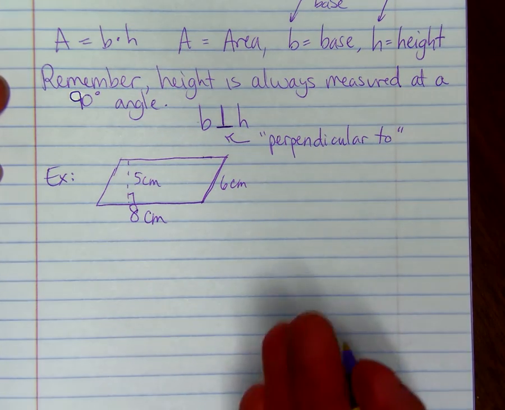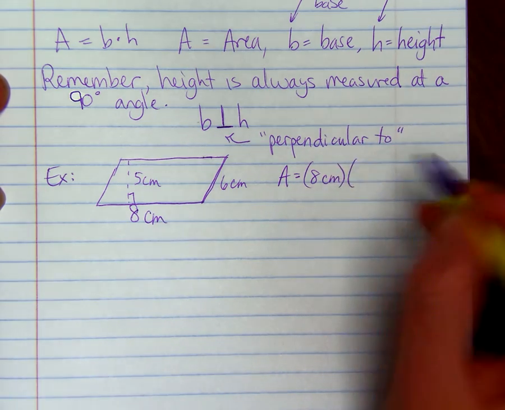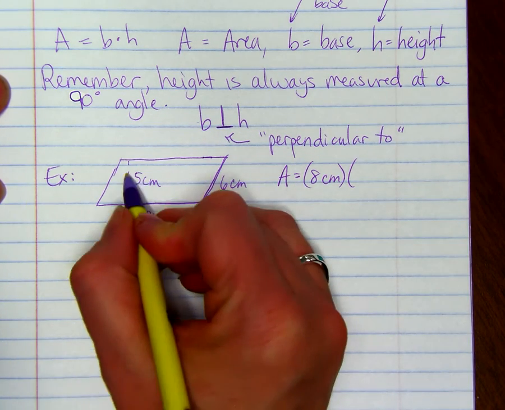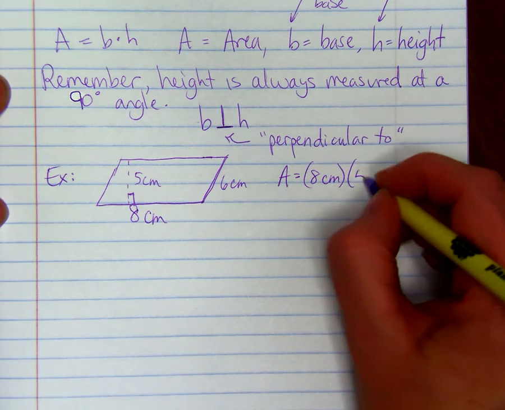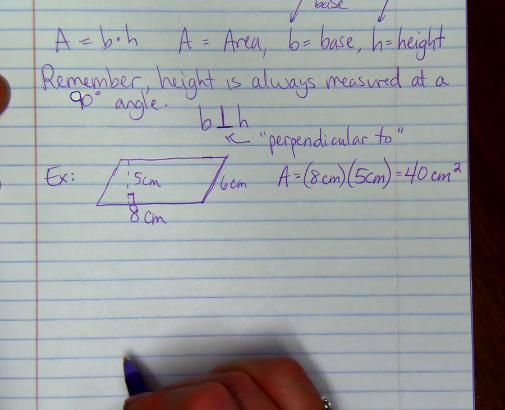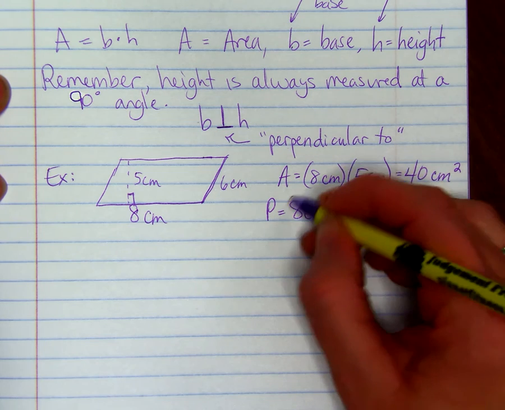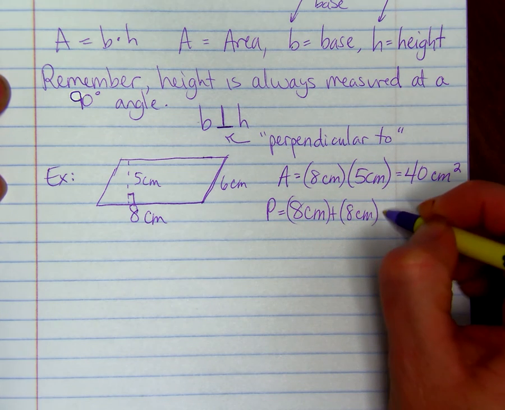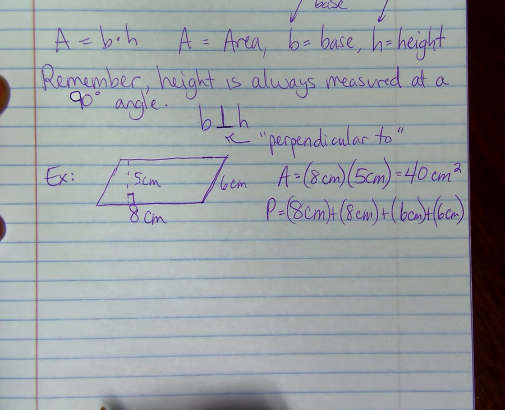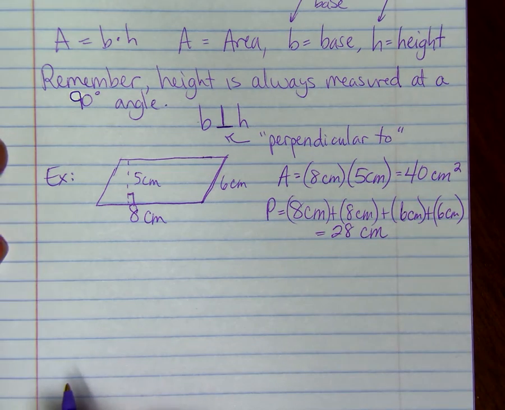If we wanted to find the area, we're going to take the base length, which is 8 centimeters, times the height. Remember, the height needs to be the perpendicular distance. So I find the right angle and I say, okay, so the height here is 5 centimeters. So we multiply 8 times 5 and we put centimeters squared. If I wanted to find the perimeter, I'm going to do 8 centimeters plus 8 centimeters plus 6 centimeters plus one more 6 centimeters. So that's 16 plus 12, or 28 centimeters.